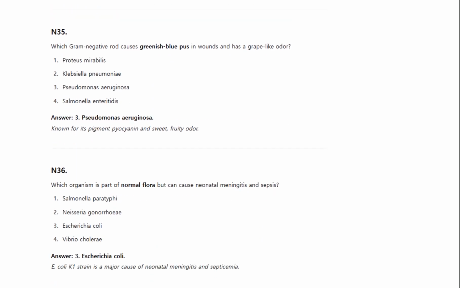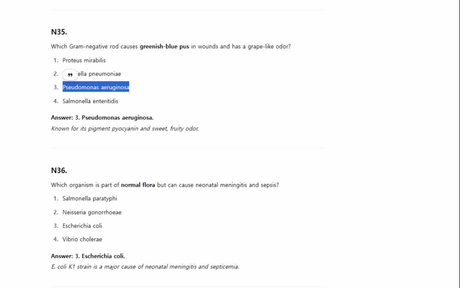N35. Which gram-negative rod causes greenish-blue pus in wounds and has a grape-like odor? 1. Proteus mirabilis. 2. Klebsiella pneumoniae. 3. Pseudomonas aeruginosa. 4. Salmonella enteritidis. Answer 3. Pseudomonas aeruginosa. Known for its pigment pyocyanin and sweet, fruity odor.